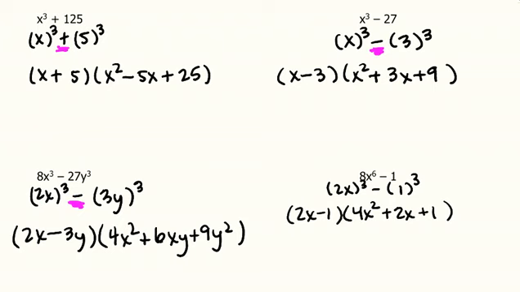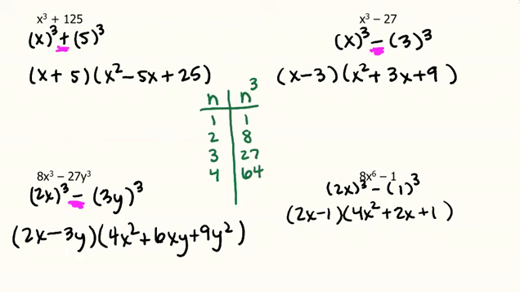It's striking me that at this point, it might be good for us to make a little table of cube numbers. So n and n to the third. 1 to the third is 1, 2 to the third is 8, 3 to the third is 27, 4 to the third is 64, and 5 to the third is 125.